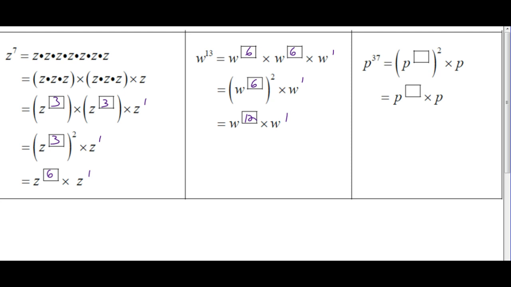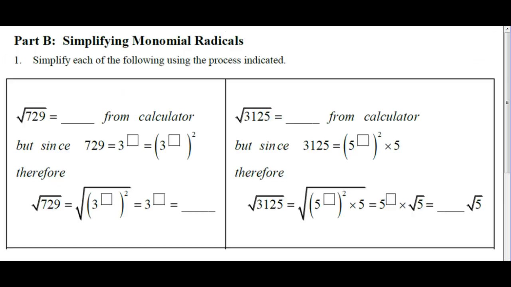Okay, so key idea. If it's odd, 37, take 1 off it, 36, divide by 2. You can write that as P to the 18 squared, or P to the 36 times P to the 1. Okay, so key idea, right? If we have an odd power, we're going to take 1 away from it, gives us an even. So here we go, simplifying monomial radicals.